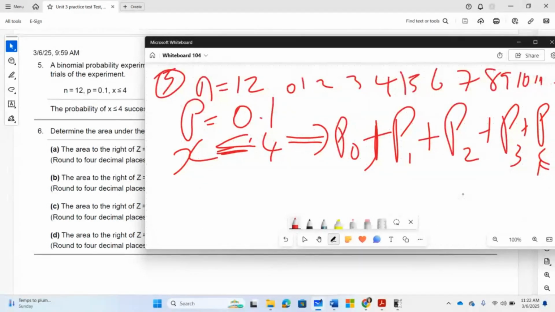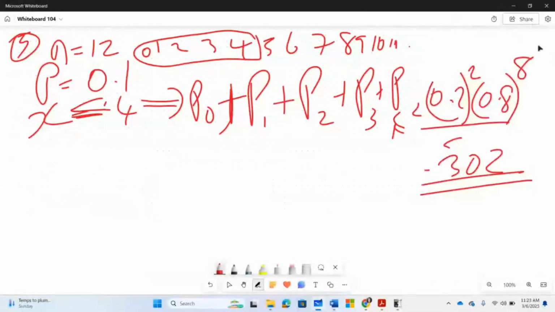Find the probabilities from here to there. That's what this means. Okay, so I want to extend this, make it bigger. And so what does it really mean to find the probabilities from 0 to 4? Because the sign given to us is less than or equal to. In other words, we are told to accumulate from 0 to 4.